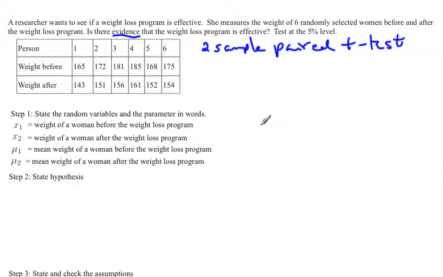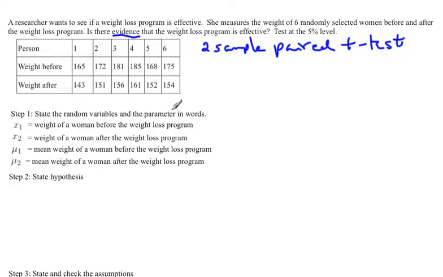All right. So the first step of every hypothesis test is to state the random variables and the parameters in words. So in this case, we have weights before and weights after. Those were what we measured. It actually says the word measured here. It doesn't matter which order you put them in, but let's say we make the weight of a woman before the weight loss program X1 and the weight of a woman after the weight loss program X2.